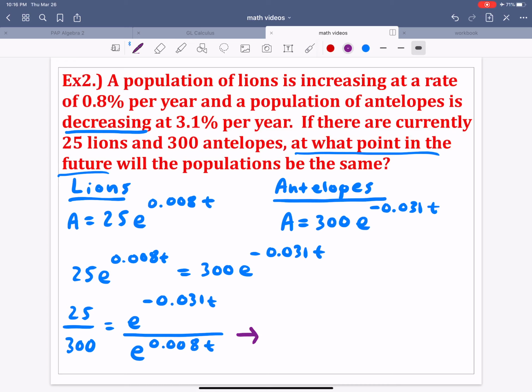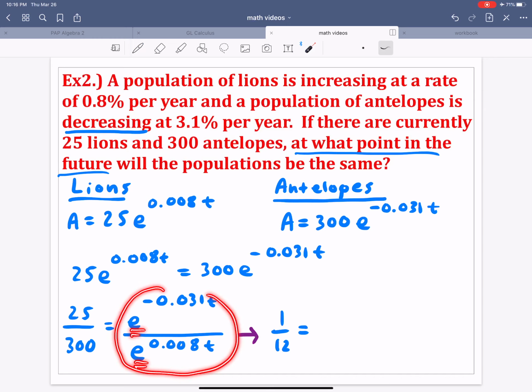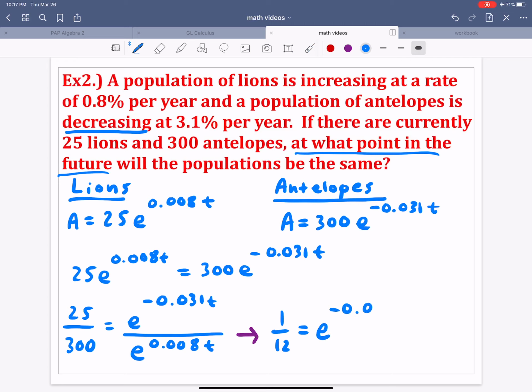Okay, so then we can do a little bit of work here. We can actually do some division. So let's divide 25 by 300. When I divide 25 by 300, I actually get 1 over 12. And remember your properties of exponents here. Properties of exponents say if the base is the same, base e on the top and base e on the bottom, we can actually subtract the exponents. So I can combine that into one term as e to the negative 0.039 times t. Again, we're just subtracting the exponents because that's what you do when you have the same base in the numerator and denominator of a fraction.